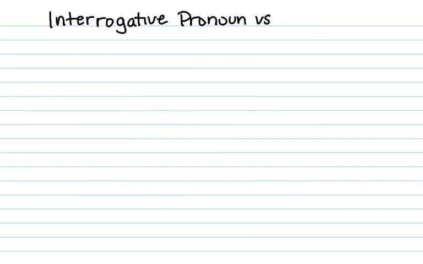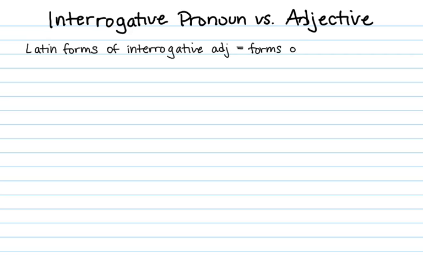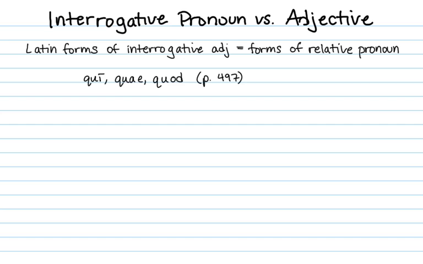So for the Latin, let's now look at the difference between an interrogative pronoun versus an interrogative adjective. The difference, of course, is the same as the difference between any pronoun and adjective. The Latin forms of the interrogative adjective are identical to the forms of the relative pronoun. So you already know the forms. It's qui, quae, quod, which you can review on page 497. But you probably want to look at some examples of how to differentiate interrogative pronoun versus interrogative adjective versus relative pronoun.